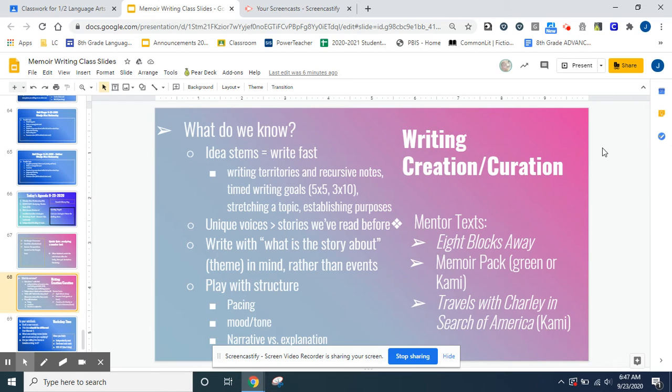And so basically today, I want you going back into your writing territories or your recursive notes or your timed writes, right? And then the whole idea is exactly what we did last time, to take a small idea and stretch that out into your story. And so now that you have a couple more mentor texts under your belt, you're starting to see how people play around with structure. If we think about In My Mom's Shoes from yesterday, she moves time, right? And it's really short bursts of moments from that year or that moment. But it all centers around the idea of her mom's shoes, which are symbolic. So you can see a little bit of symbolism in that as well.